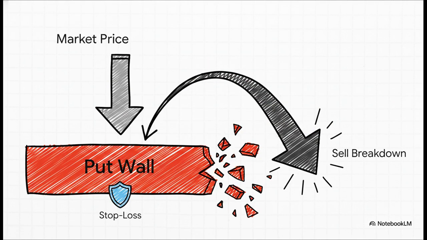The exact same logic applies down at the put wall. When gold drops near this floor, you buy the bounce. You go long with a really tight stop loss right below the wall. But again, if that floor suddenly collapses on massive institutional volume, the defenders have lost the battle. You must exit your long position and sell the breakdown, basically riding the wave of their forced liquidations.